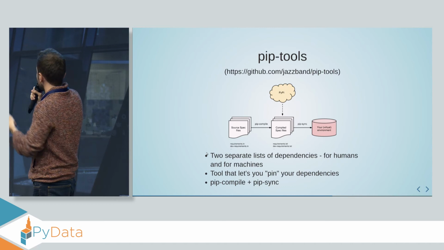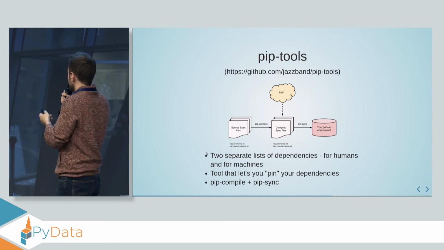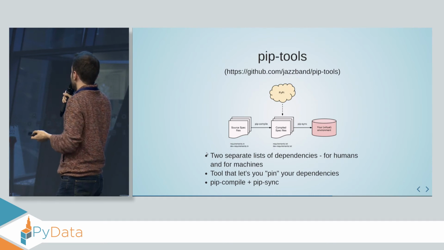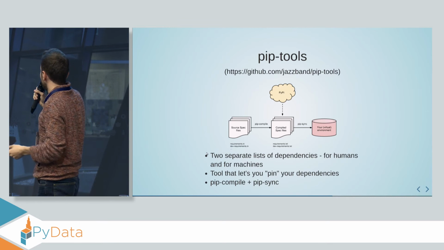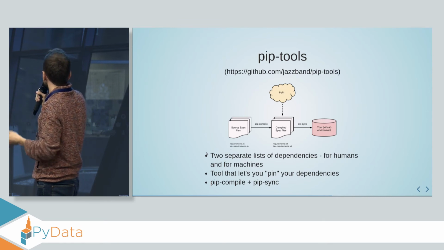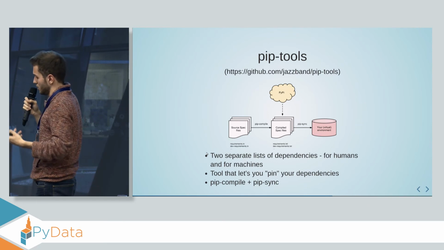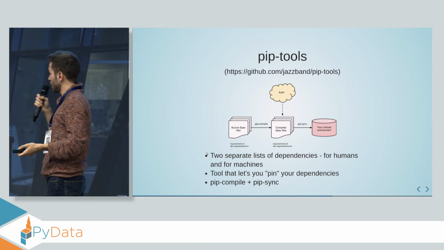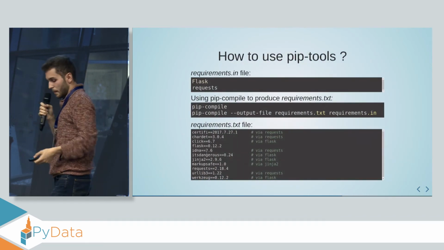And for that, we can use a tool called pip-tools, which has two commands. It's essentially two tools. It's pip-compile and pip-sync. And it has a notion of having two separate lists. One is for humans to read, and one is only for machines, which is not supposed to be edited by human.